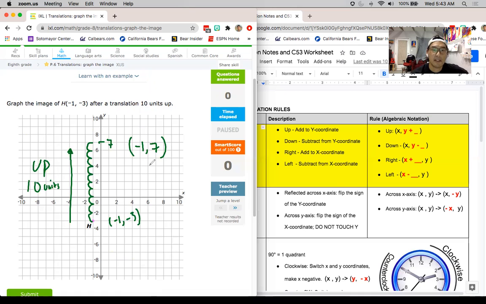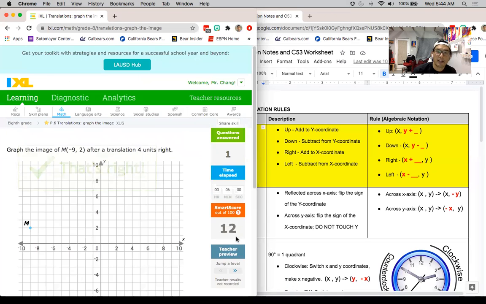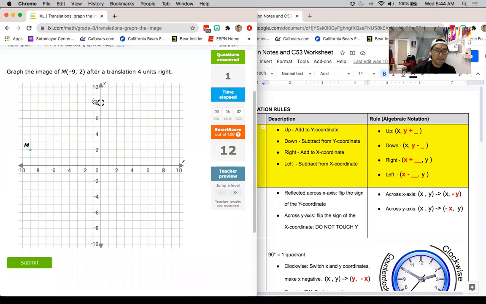Key things to notice, my y value changed and my x value stayed the same, right? There was no difference, I'm still at -1. So that's what happens when you go up. Your x value doesn't change, it's just your y value. So I'm gonna put my spot down right here. Bam, submit, got 12 points, I'm happy.